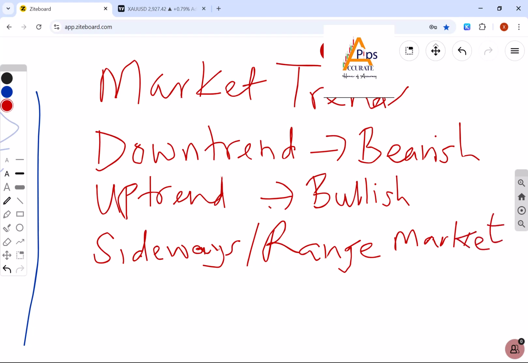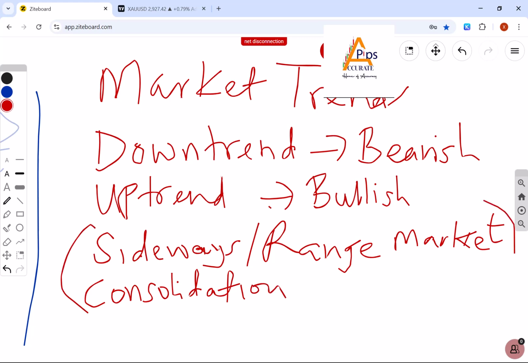And it is also sometimes called consolidation. Okay, all of them are referring to what? The same thing. Whether consolidation, sideways market, or ranging market, we are simply talking about the same thing. At the end of the day, we are talking about what? The same thing.